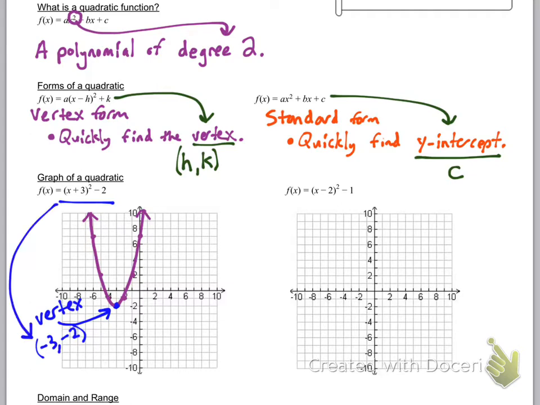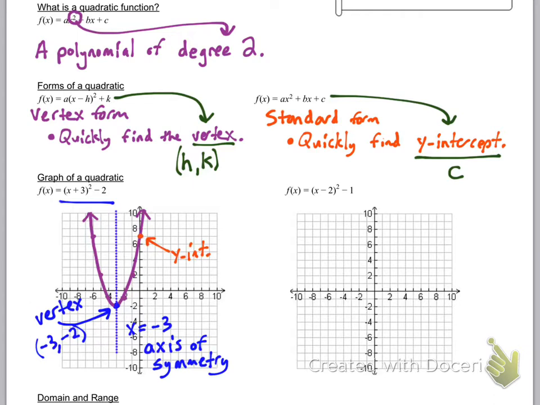All right, other thing we have is that, that's the vertex, and you can see it in the form there as well. The other thing we have is something called the axis of symmetry. This is a vertical line that if you flip it over that vertical line, then you'd get the same parabola, so that's why it's symmetrical over that line. And in this case, the axis of symmetry is x equals negative 3.